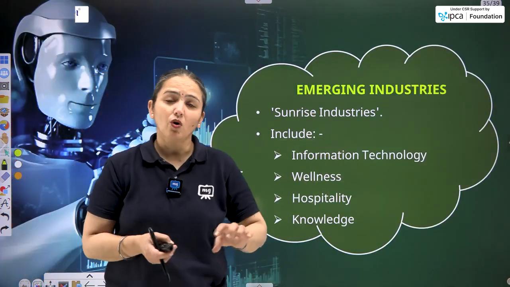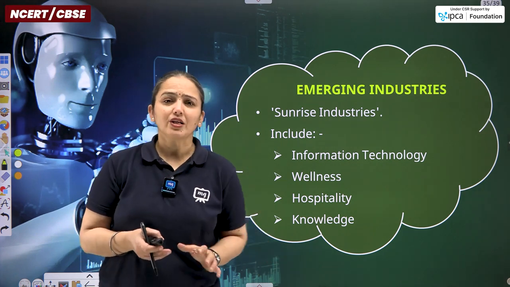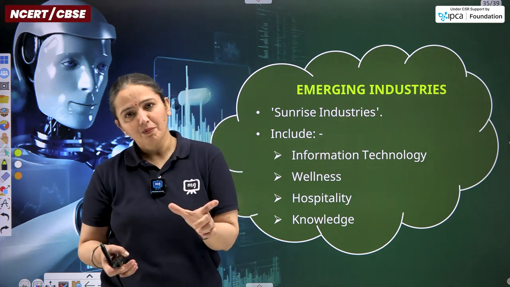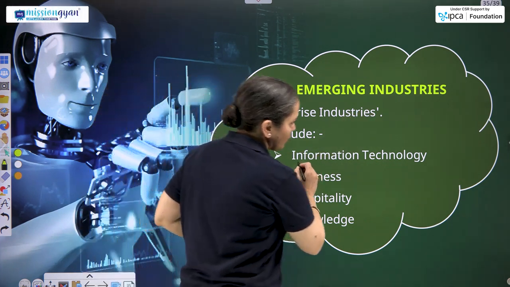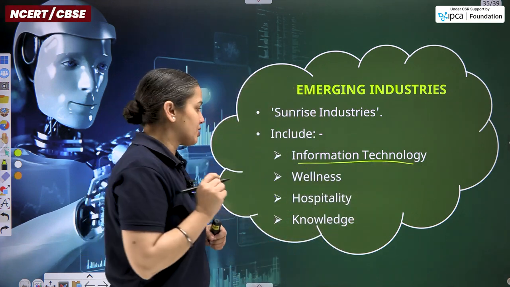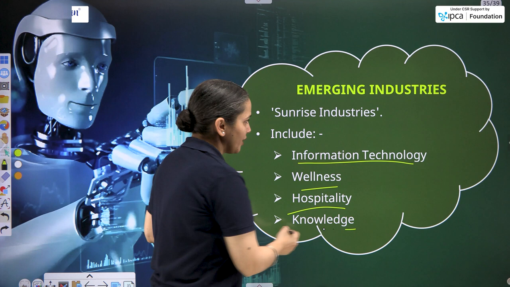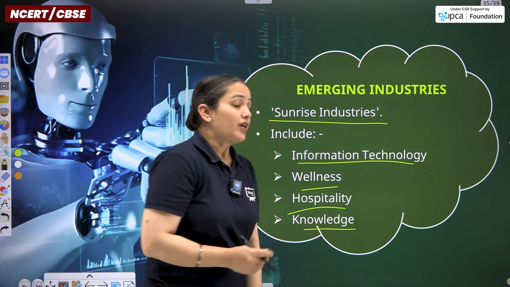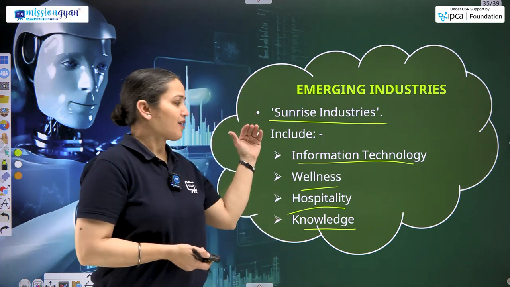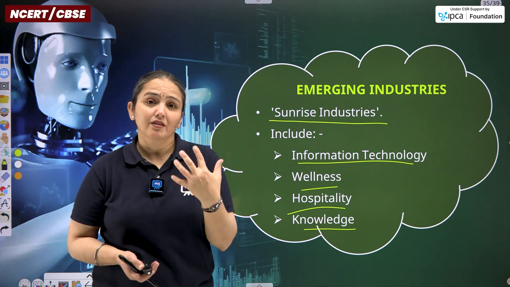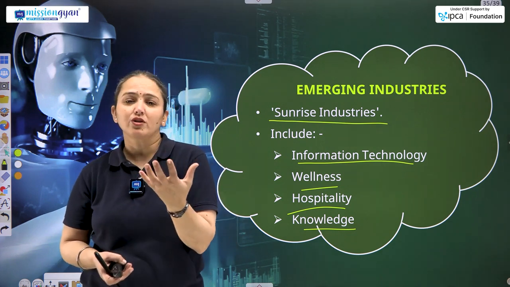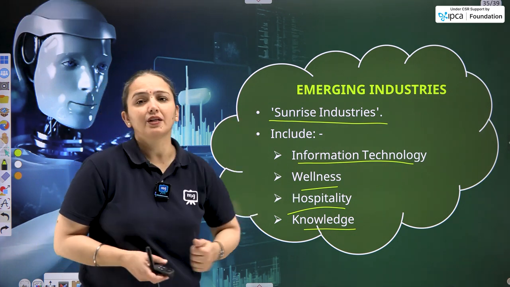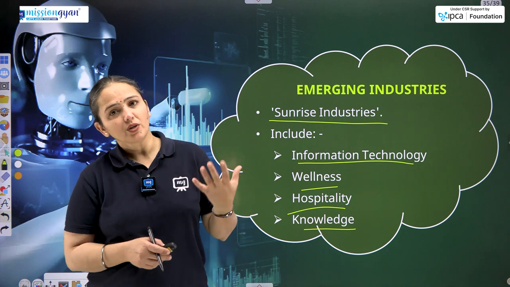Now emerging industries. Besides the technological industries, there are a few more industries that are considered emerging industries, not only information technology. So besides information technology, there are the wellness industry, hospitality, and knowledge. These emerging industries are also known as sunrise industries. Sunrise with a hope. So these are hopeful sectors that are visioned as the futuristic industries that are going to create great wonders within each and every economy wherever these prominent industries are establishing or have already established.